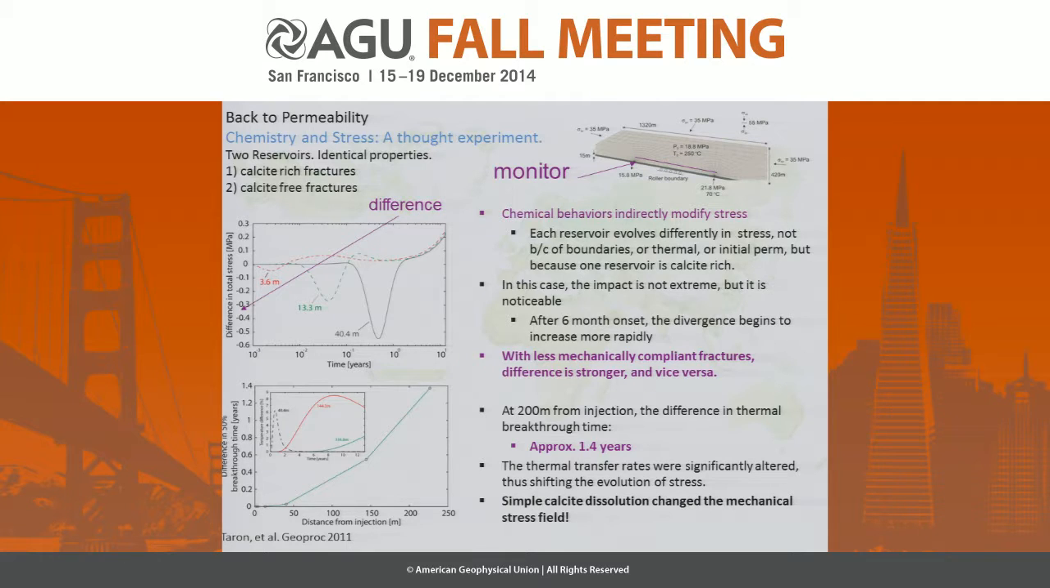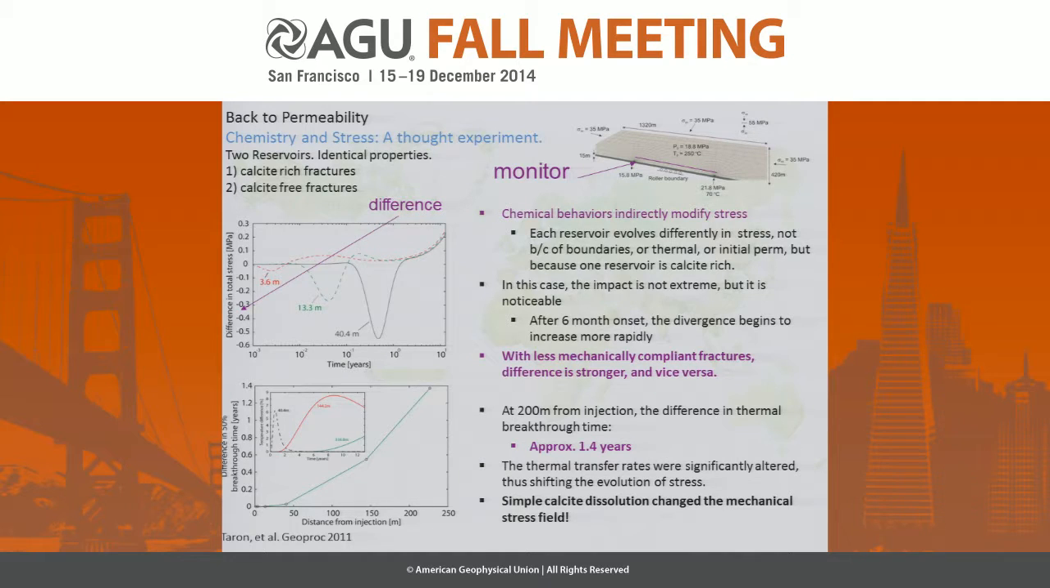So I put this together a while back, and I think it's an interesting way to look at the coupling between processes that we don't necessarily always think of as being coupled. If you run a simulation on two reservoirs, they're identical in every way. They have the same initial permeability, they have the same structure. But one of them has calcite in the fractures, and the other one does not have calcite in the fractures.